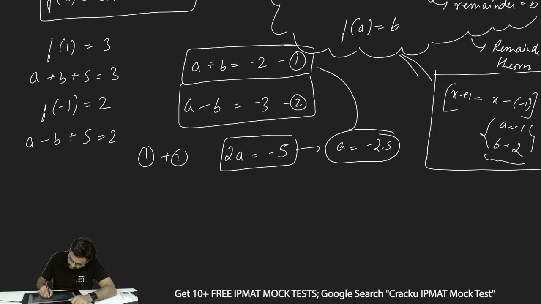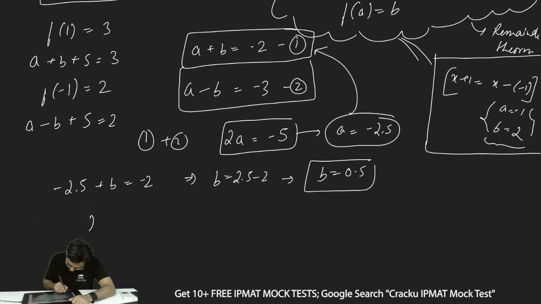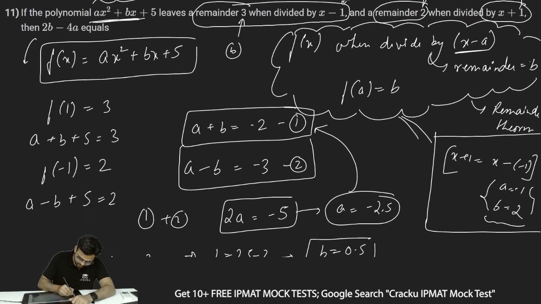I'll substitute the value of a equals minus 2.5 in equation 1. So minus 2.5 plus b is equal to minus 2, or I can write b is equal to 2.5 minus 2, or b is equal to 0.5. So a is minus 2.5 and b is 0.5. I have to find the value of 2b minus 4a. So 2b minus 4a will be equal to 2 into 0.5 minus 4 into minus 2.5. This will be equal to 1 minus minus 10, so 1 plus 10, which is equal to 11. So the value of 2b minus 4a will be equal to 11.